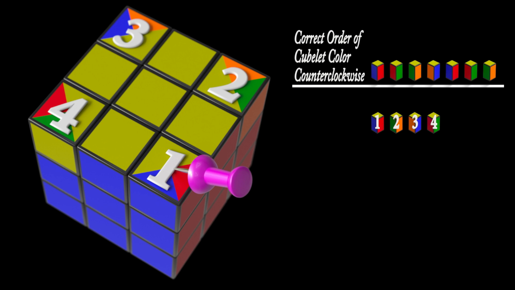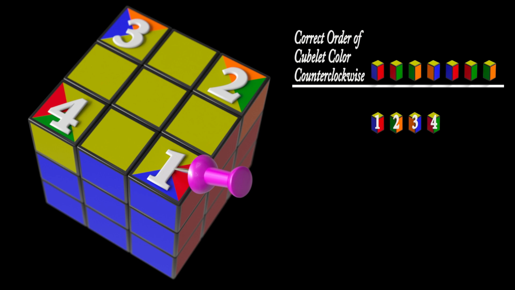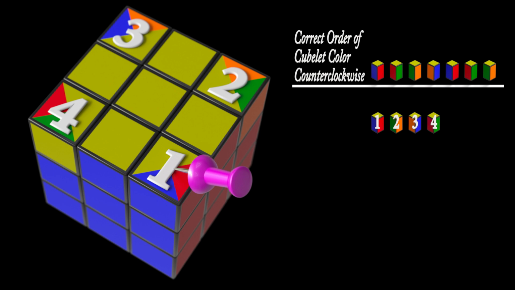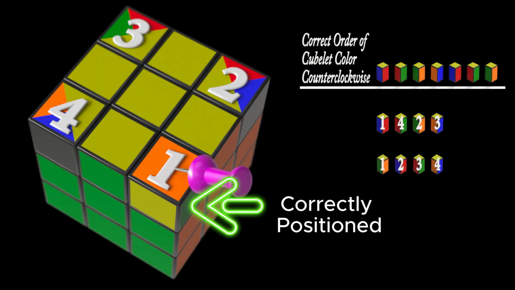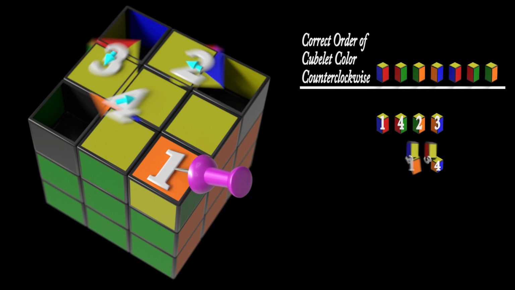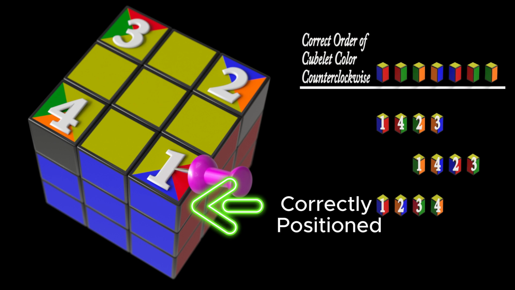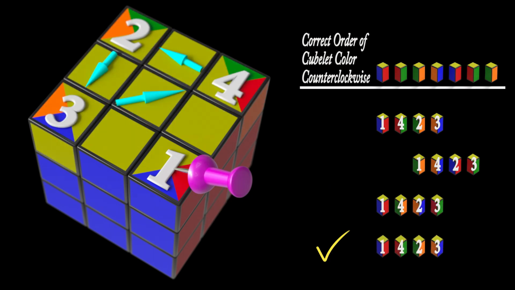Cubelet 2, green and orange, moves to position 3. Cubelet 3, orange and blue, moves to position 4, and cubelet 4, red and green, moves to position 2. All cubelets are now correctly positioned. Here's another example where the cubelet with green and orange colors is correctly positioned. After applying the sequence, all cubelets moved into their correct positions. At times, we may need to repeat more than one sequence to correctly position the cubelets.